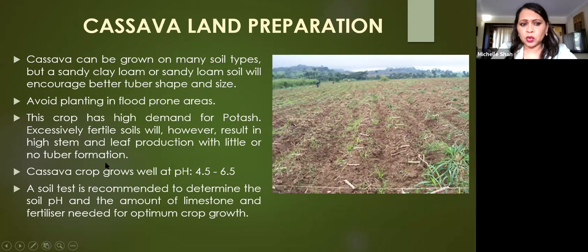Cassava crop grows well at pH 4.5 to 6.5. A soil test is recommended to determine the soil pH and the amount of limestone and fertilizer needed for optimum crop growth.